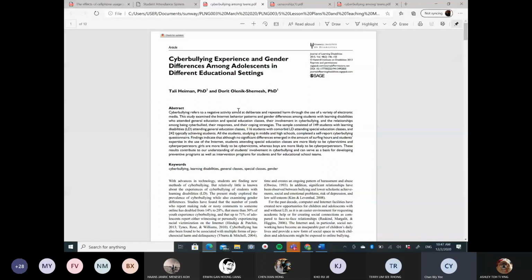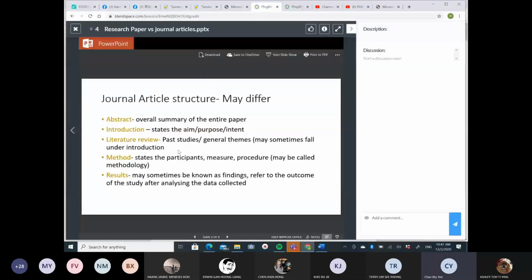Okay, so let's look at the differences now. Generally they will have abstract. Then they will have introduction. Some of the students are confused about these subsections. So the abstract is actually an overall summary of the entire paper. In the introduction, it normally states the aim, purpose, or intention. So this is actually the main idea that you should be getting out of the introduction.